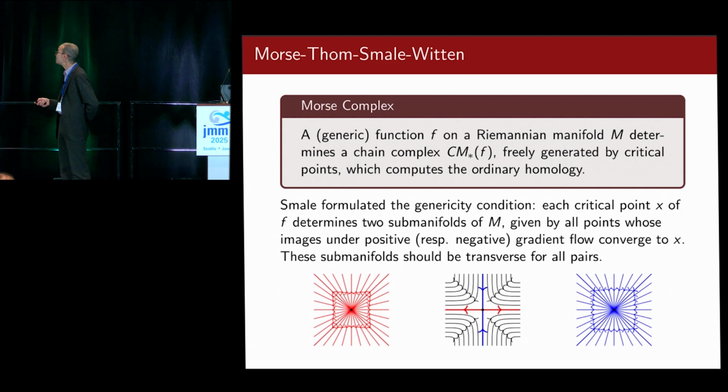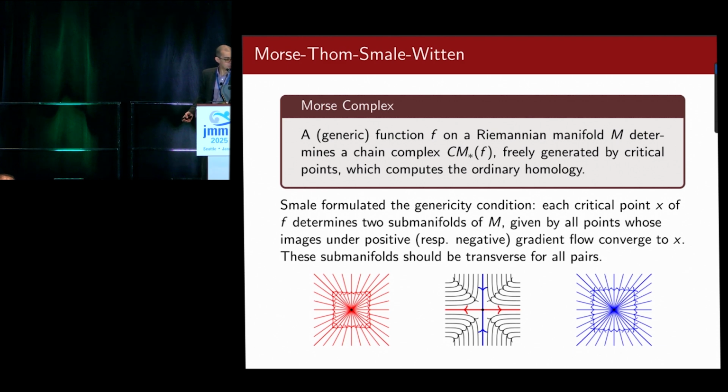Okay, so Smale required the following condition. If you take any two critical points x and y, you look at the ascending manifold of one of them and the descending manifold of the other, you should require them to be transverse. Okay? And this is a generic condition by a version of Sard's theorem. So again, some fancy version of multivariable calculus. So now what are we going to do with this? Or what does Witten suggest we do with this?